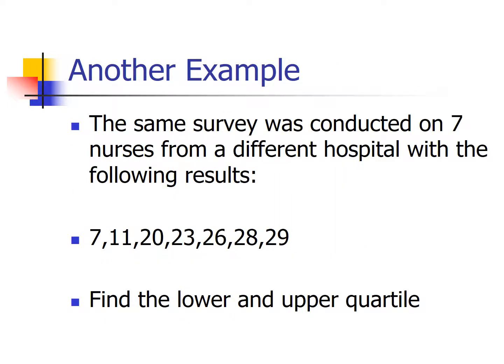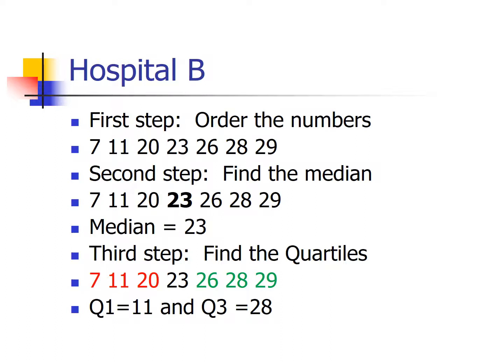Let's try a second hospital. So same survey at a different hospital. Call this hospital B, with 7 nurses. We get the following results. Here I made our life a little bit easier. I ordered it to begin with. So on the next slide, let's do the exact same process. So the numbers were already ordered. Once I have them ordered, I can find the median.